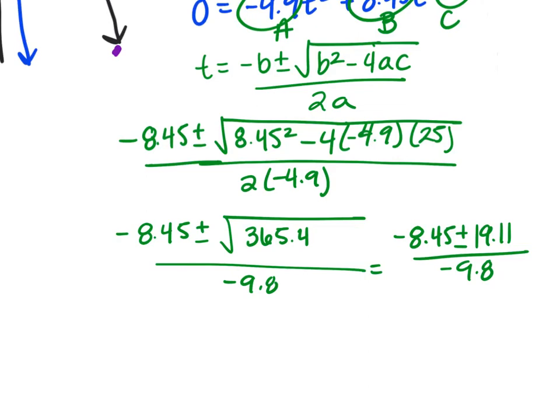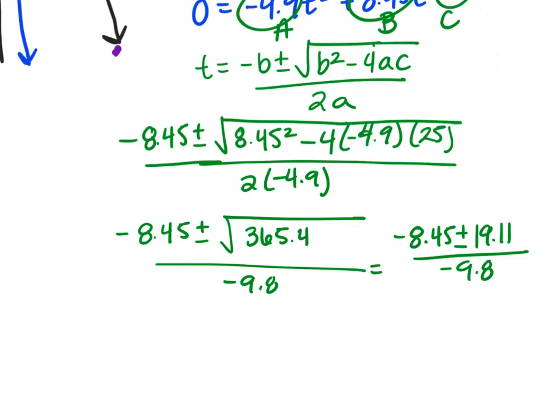All right. So now from here, you can easily solve both options, the plus option and the minus option that we have here. Make sure at this point you do not divide this negative 8.45 by this negative 9.8. That is incorrect math. This top level of your problem is being added or subtracted, and that has to be done prior to dividing it by this negative 9.8. Don't make that math mistake. All right. Sorry for that aside.